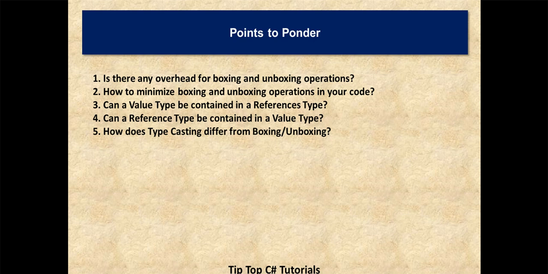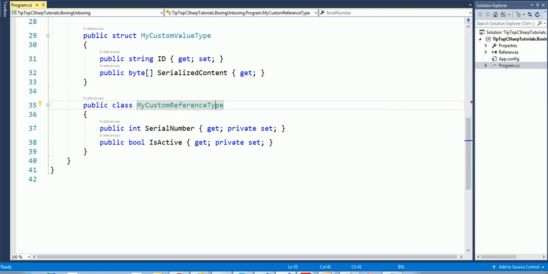And the final question will be, how does typecasting differ from boxing and unboxing? Typecasting you would have seen in a lot of programming languages, and once you enter the .NET world and C#, you get to know boxing and unboxing. The first point of confusion could be, how does it differ from typecasting? Let's take a look at the typecasting code snippets here.